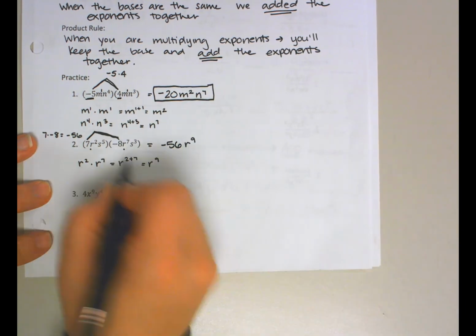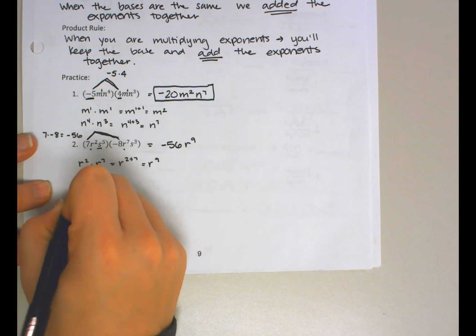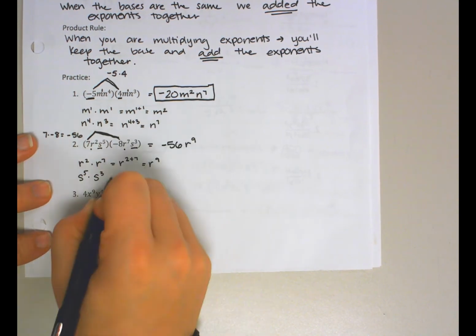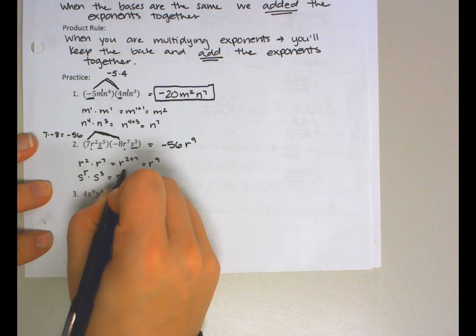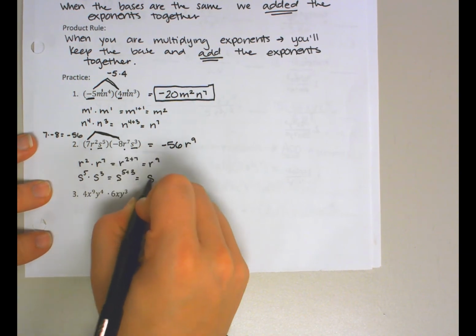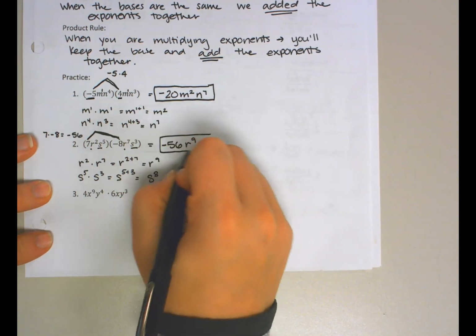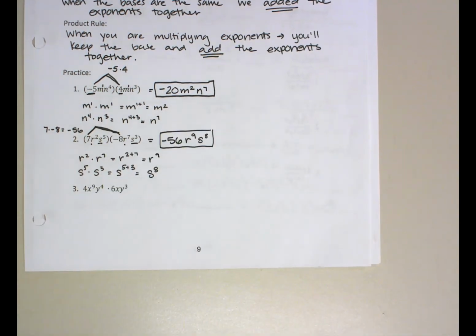And then I'm going to do the same thing with the s's. I have s to the 5th and s to the 3rd. So then when I add those together, 5 plus 3 would give me s to the 8th. And that would give me my final answer once I've combined all my r's together and my s's together.